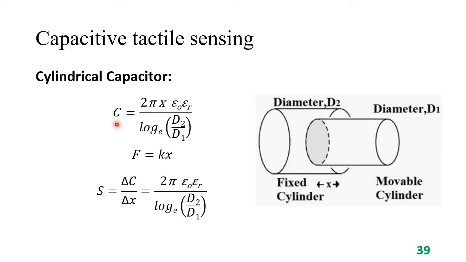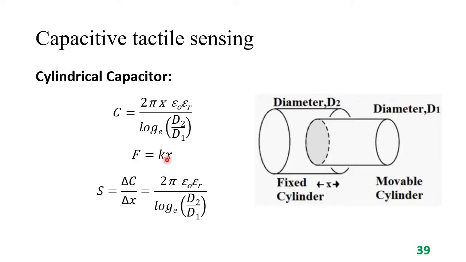So if we measure this capacitance with the help of a bridge circuit, then we can find the value of this displacement x. This arrangement can also be used to measure force applied on this face. To make this arrangement a force sensor, we can place a spring between these two faces. So when we apply force on this side, it will cover a distance x, which can be measured from this expression.